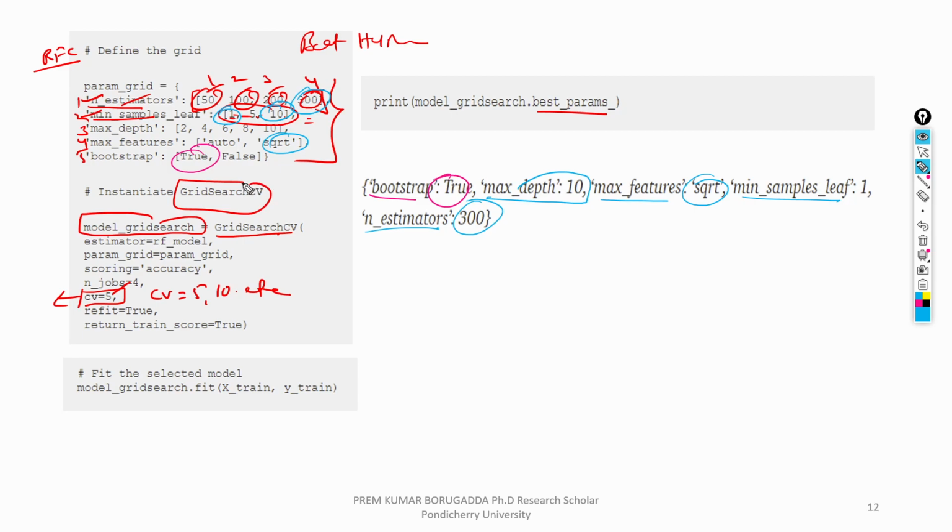So while applying GridSearchCV with cross validation of 5, the model identifies the best parameters. If you pass these best parameters while training the random forest classifier, it will give the optimal result. About the practical, I am going to explain in the next video, don't worry.